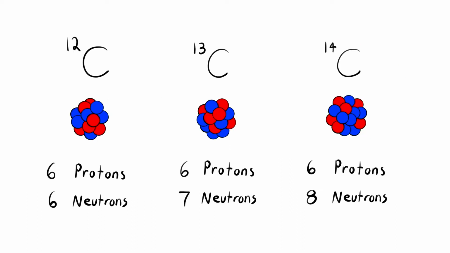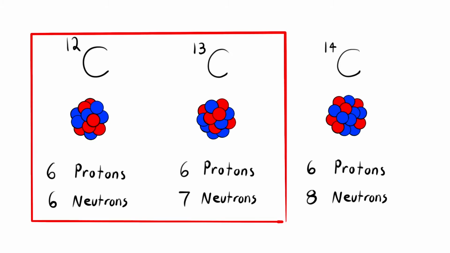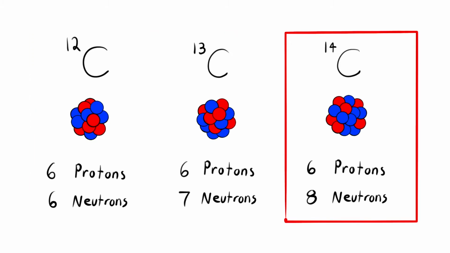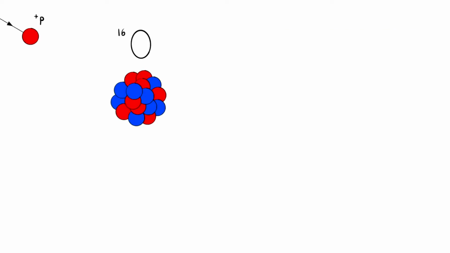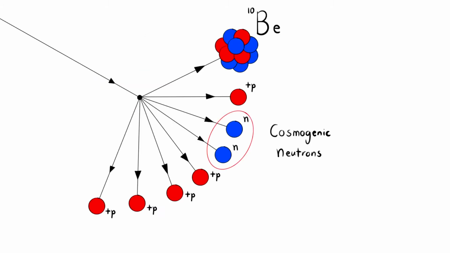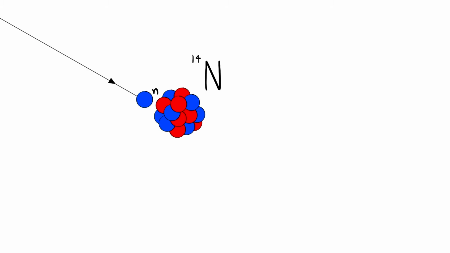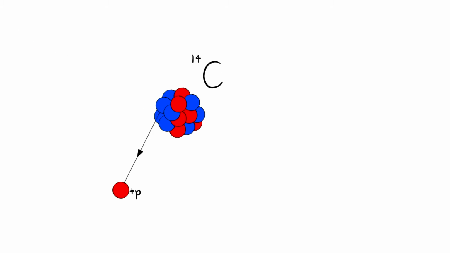Carbon exists in three different isotopes: carbons 12 and 13, which are stable, and carbon 14, which is radioactive. Carbon 14 is normally produced when cosmic rays produce free roaming neutrons in our atmosphere, which in turn react with nitrogen atoms by exchanging themselves for a proton, therefore changing the nitrogen 14 atom into carbon 14.